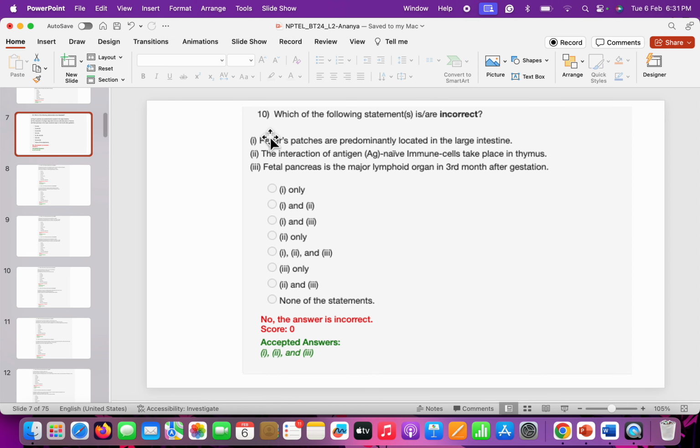Week 1 assignment. So here every option is incorrect. The interaction of antigen and immune cells doesn't take place in thymus, it takes place in secondary lymphoid organ. Fetal pancreas is a major lymphoid organ in 3 months of gestation; this is also not correct, and Peyer's patches is also not correct.